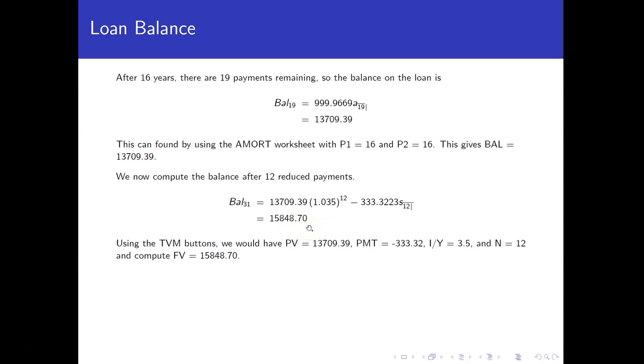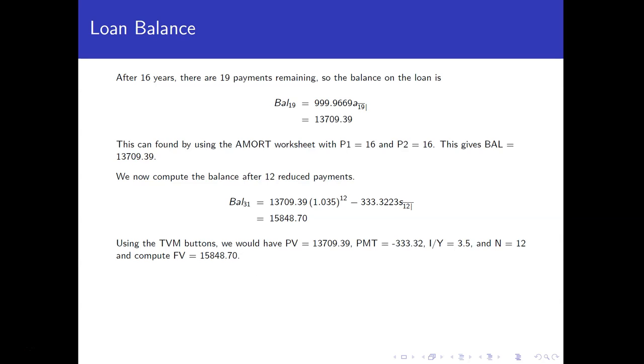It goes up to $15,848.70. Again, we could have used our time value of money buttons, using our balance from time 16, which would give us the $13,709.39 as our present value. Take our payments that we had and cut them by a third. Using 3.5 as our interest rate and 12 more periods, we would have gotten a future value of $15,848.70. We could have used the time value of money buttons, and I would encourage you to do it that way.